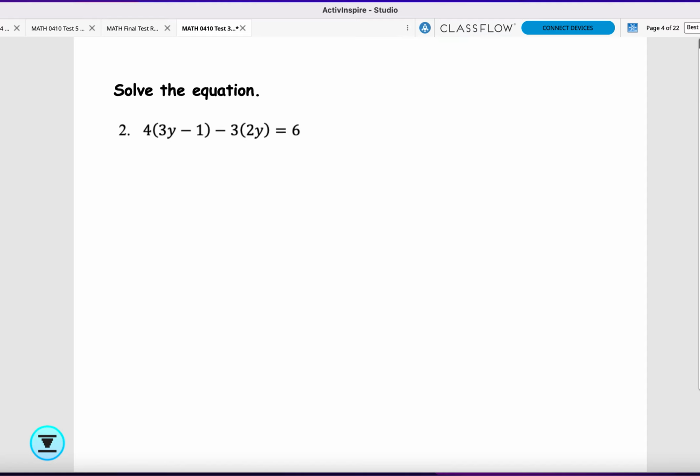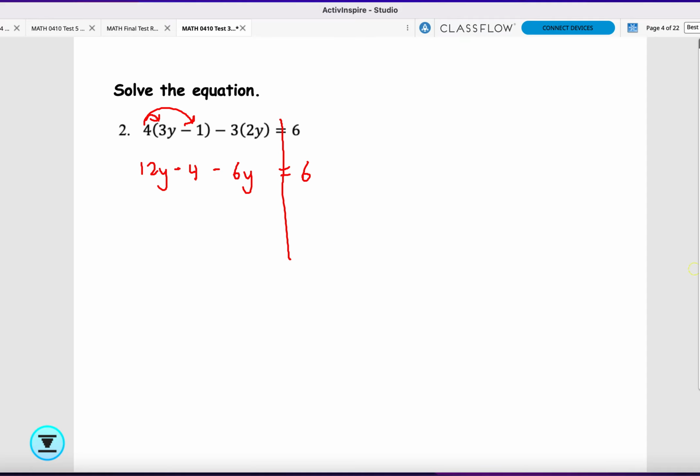Problem 2. This one has a couple interesting properties. We have some distribution and multiplication here. So draw the line down the equal sign. Then let's distribute our 4. Draw your 2 arrows. Remember, when we distribute, we have to multiply, guys. So 4 times 3y is 12y. 4 times negative 1 is negative 4. Negative 3 times 2y is negative 6y equals 6.